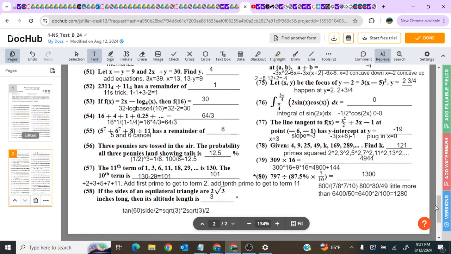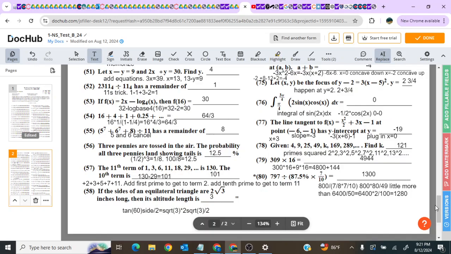56, 3 pennies are tossed in the air. Probability that all 3 pennies land showing tails is what? Well, probability of a coin landing tails is 1 over 2. So if that happens 3 times, that's 1 over 2 power to 3, 1 over 8, 12.5%.